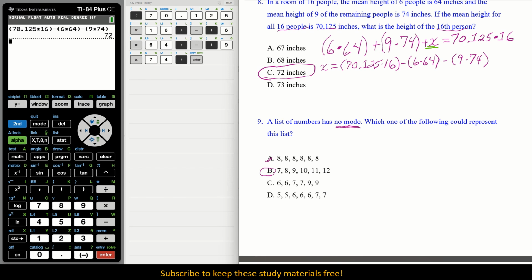There is no mode. Obviously, you have repeated numbers here. That's not going to work. And same thing with D. You can debate whether you have one mode or two modes, but it doesn't matter in this question because B would be the only appropriate option.